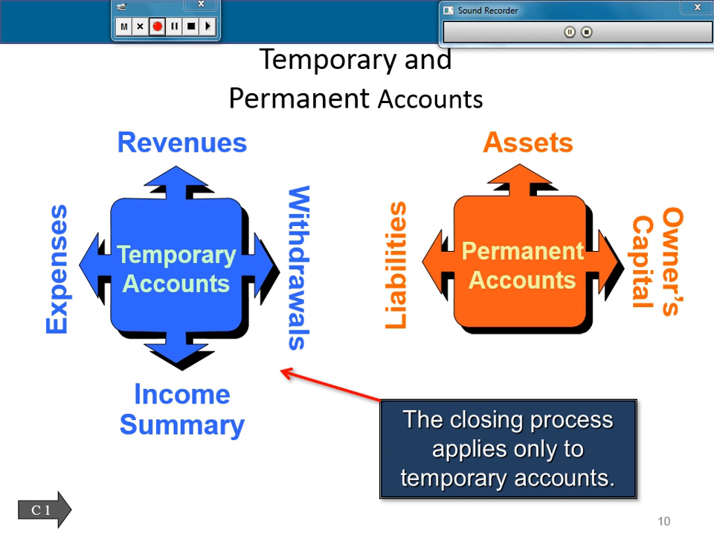I'll give you a minute to write that. It's up here on the board. Temporary accounts, permanent accounts. And I'm not quite sure if this figure itself is in your book. It is? Okay.